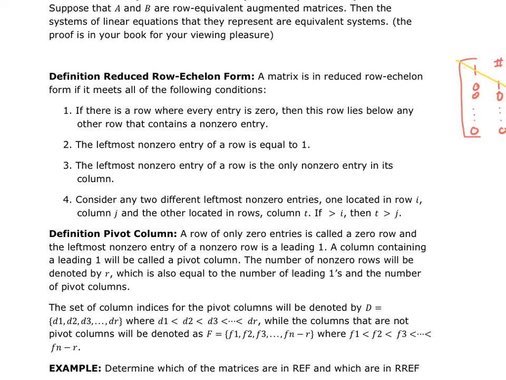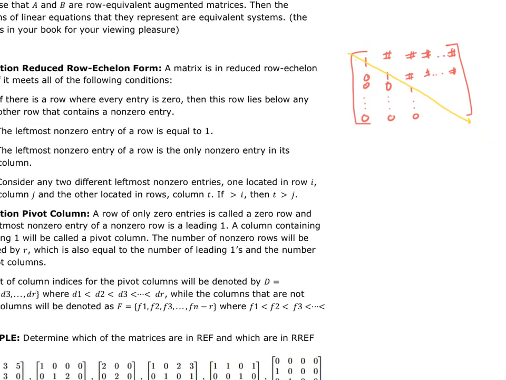Number 2 says that the leftmost non-zero entry of the row is equal to 1. So what that means is if I take a look at this over here, which is in the row echelon form, that's talking about this, that the first time you see a non-zero number in that row, it had better be a 1. That's what number 2 is saying.